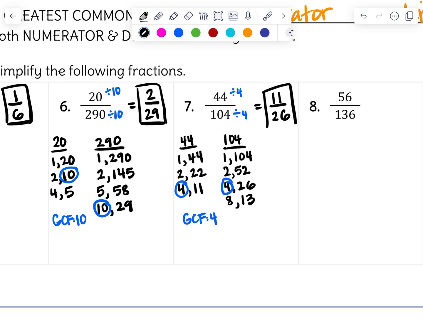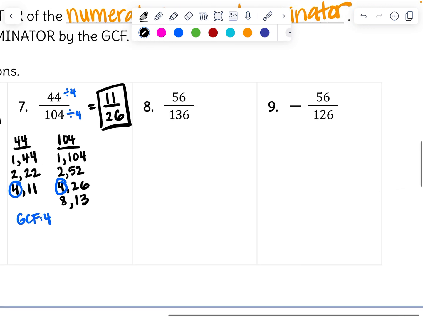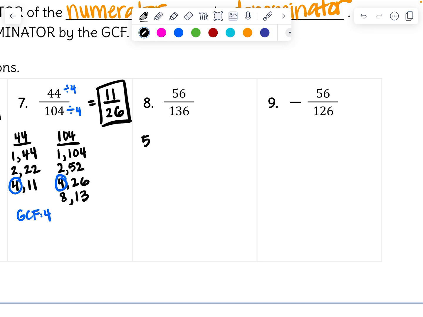Number 8. Let's use prime factorization or the factor trees for this one. So 56, I have 7 times 8. 7 is a prime number. There's nothing I can divide by except 1 and 7. Then I have 2 times 4. 2 is prime. And 2 times 2.